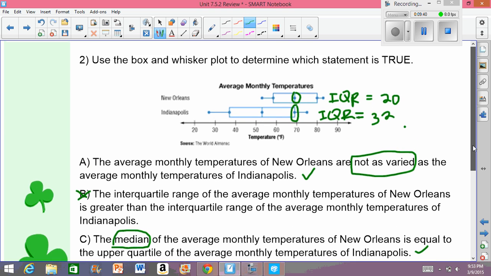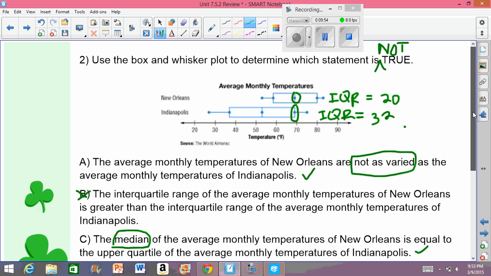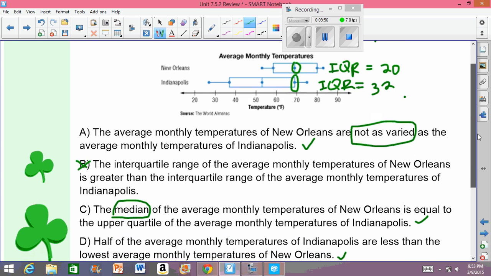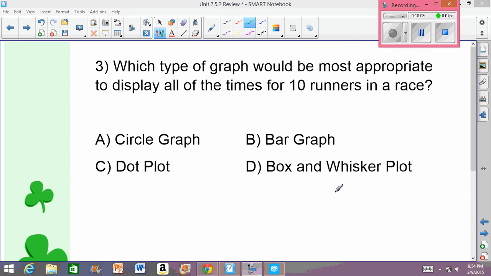So let's go back and look at our question. Maybe our question is to say which one is not a true statement. So if we look at this, we found 3 of our 4 statements to be true statements. So the only one that was a false statement was answer choice B. So we are looking for the not true statement instead of the true statement for number 2. All right, moving on to number 3.